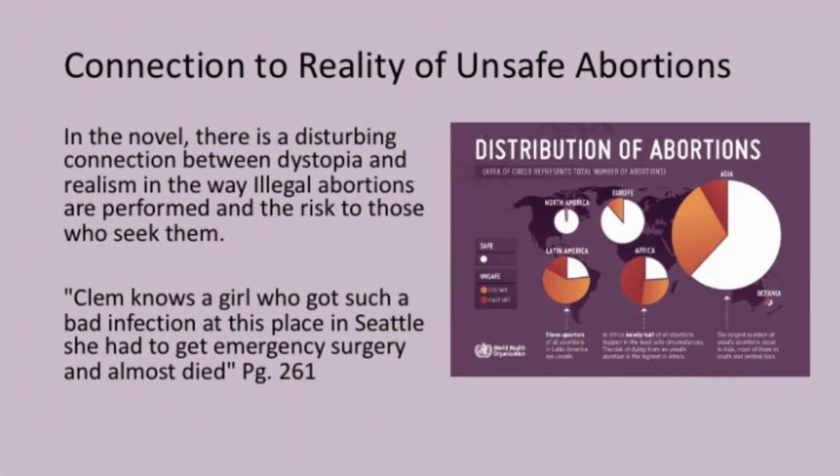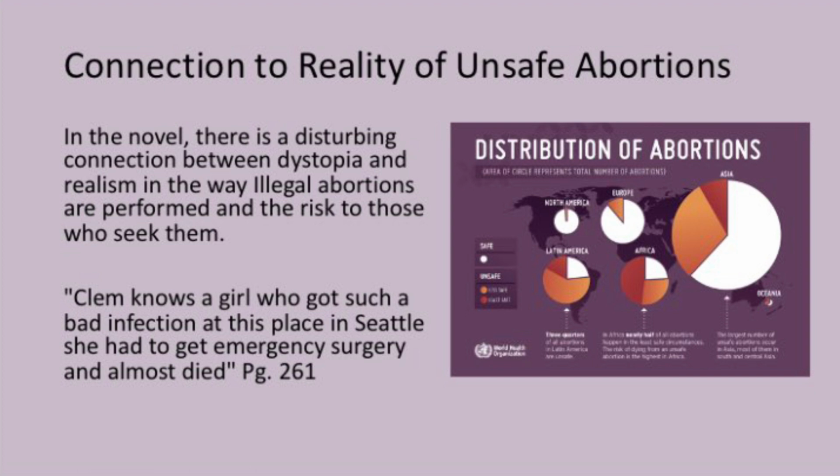Next, I'd like to talk about how a reader might actually make a connection from the dystopia to our current reality in terms of unsafe abortions. In the novel, there's a disturbing connection between dystopia and realism in the way that illegal abortions are performed and the risk to those who seek them. So I thought it was interesting to look back on a few of the texts we were reading, a few of the documentaries we were watching before, and seeing how the illegal abortion practices are very similar to how they are talked about in this dystopian novel.